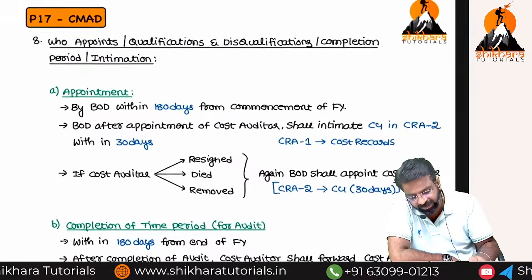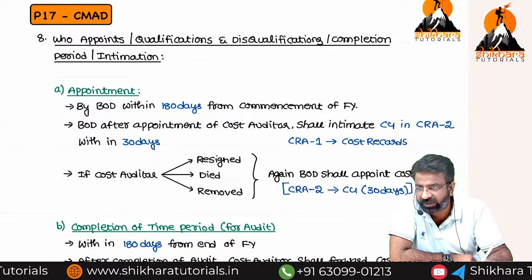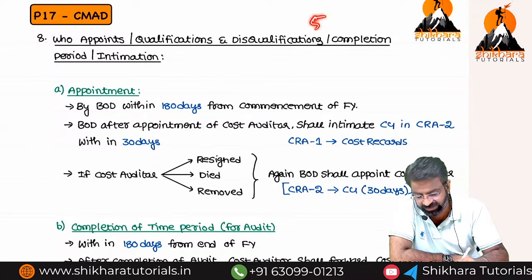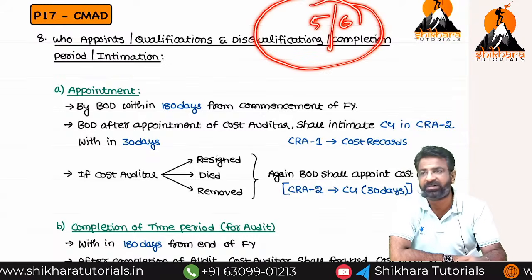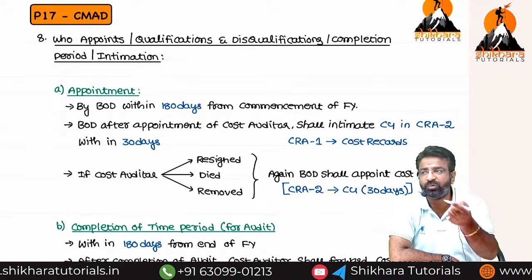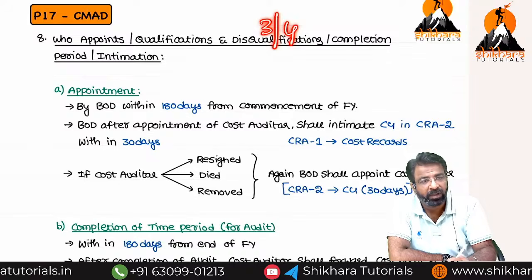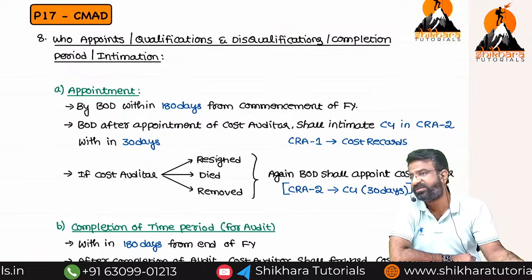Now the main journey will start. Let me tell you one thing. Even though in section number 148 it is not written that we are doing rule number 5 and 6, actually rule number 5 and 6 are already covered in section number 148. Which 2 rules did we already cover? 3, cost records, and 4, appointment of cost auditor is 5, and how he issues the report is 6.